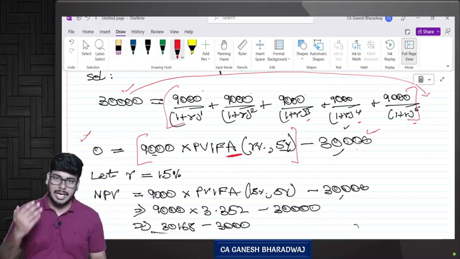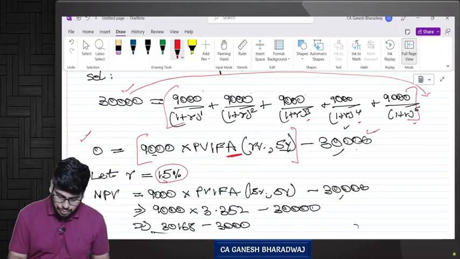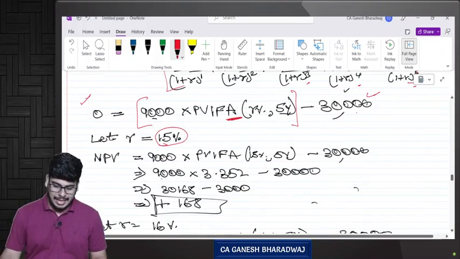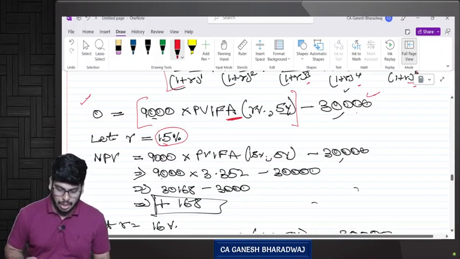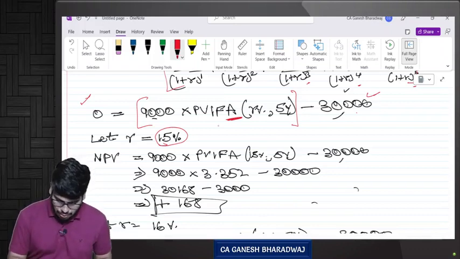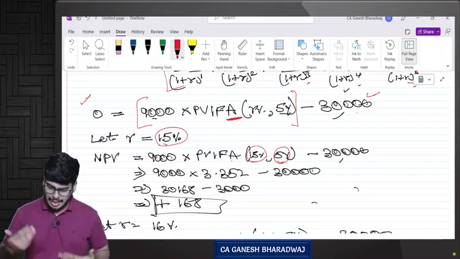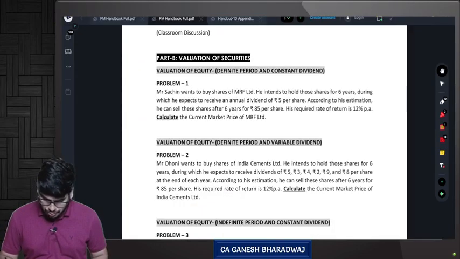Now, what do we take? Let us take R is equal to 15% and let us just try to calculate this. So, if we take R is equal to 15%, how will you calculate NPV? So, 9,000 into present value interest factor of annuity of 15% for 5 years minus 30,000, correct? Now, present value interest factor of annuity for 15% for 5 years, can we just find it out? Yes, you can find it out using a calculator, or you can find it out using the table.